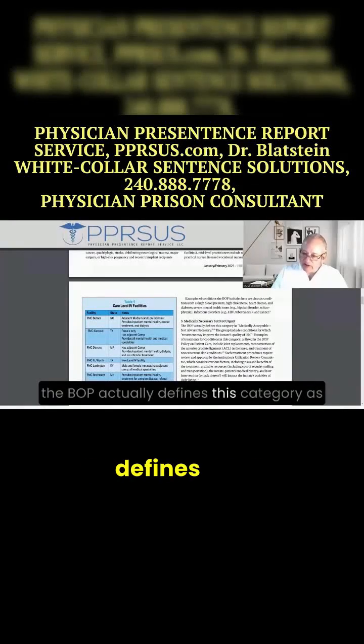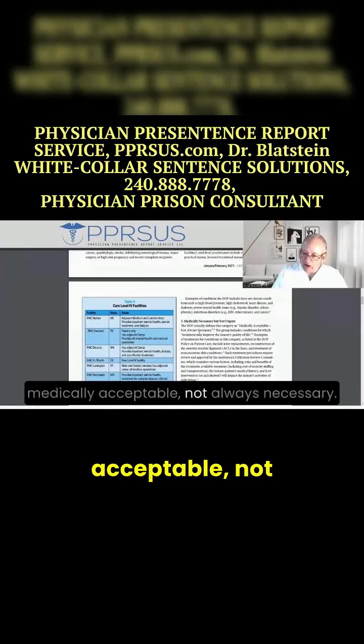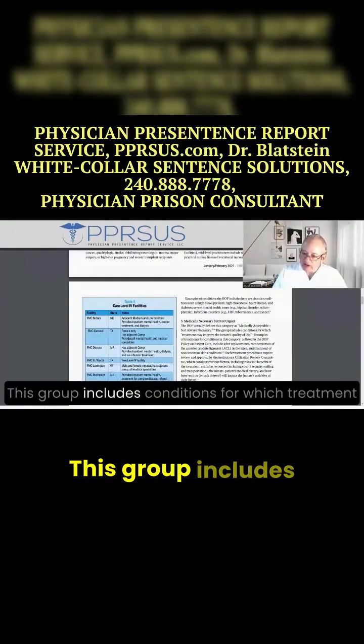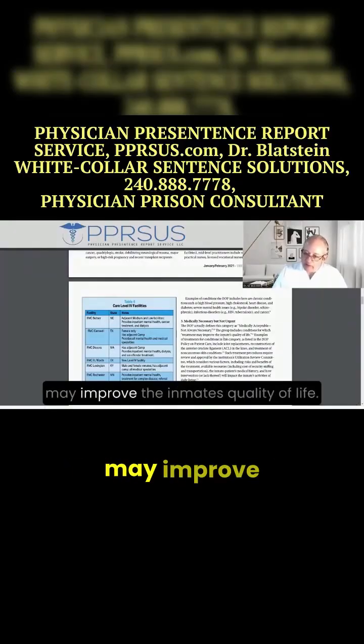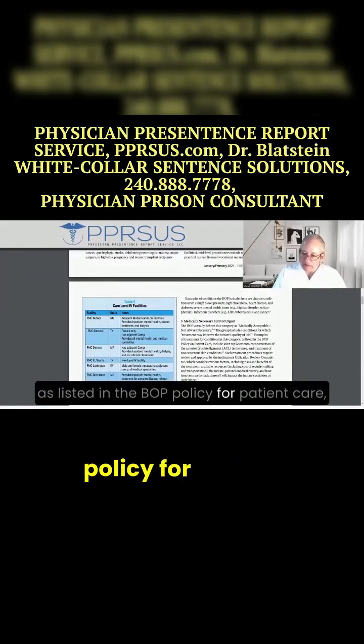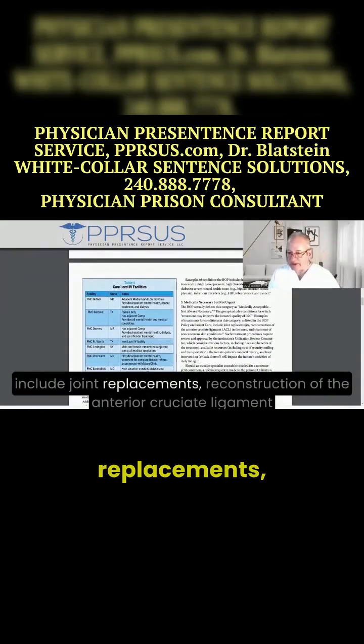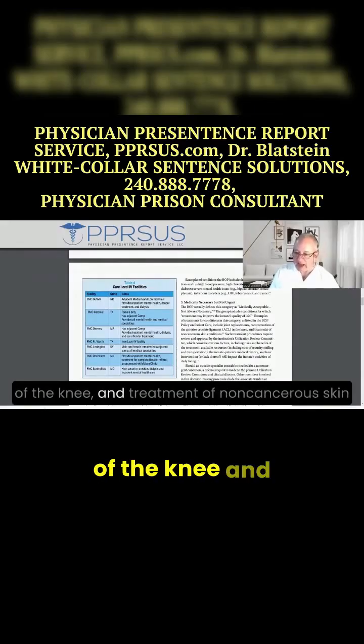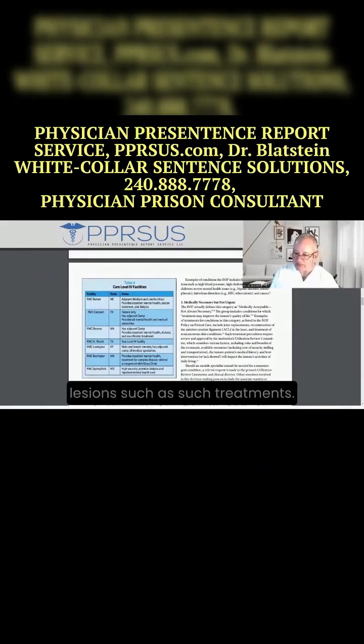The BOP actually defines this category as medically acceptable, not always necessary. This group includes conditions for which treatment may improve the inmate's quality of life. Examples of treatments in this category, as listed in the BOP policy for patient care, include joint replacements, reconstruction of the anterior cruciate ligament of the knee, and treatment of non-cancerous skin lesions.